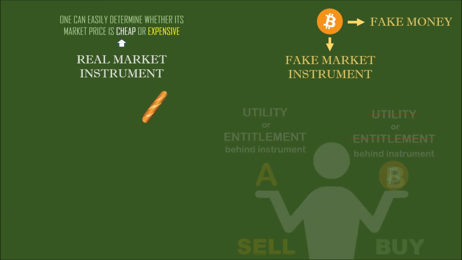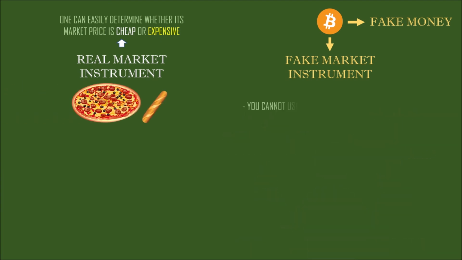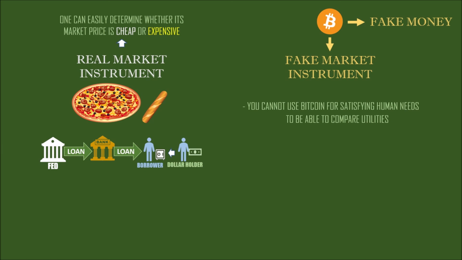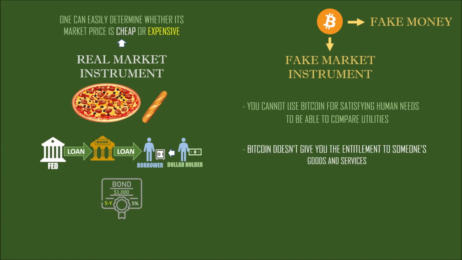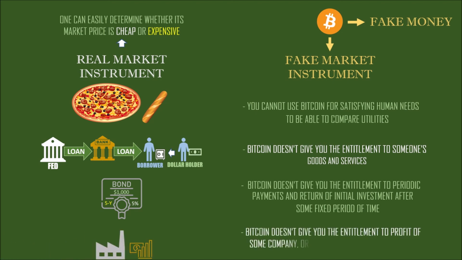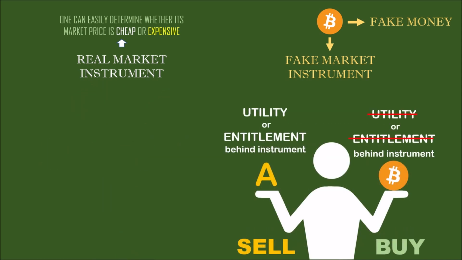In other words, unlike a bread roll or a pizza, you cannot use Bitcoin for satisfying human needs to be able to compare utilities. Unlike money created in the banking system, Bitcoin doesn't give you the entitlement to someone's goods and services. Unlike bonds, Bitcoin doesn't give you the entitlement to periodic payments and return of initial investment after some fixed period of time. Unlike stocks, Bitcoin doesn't give you the entitlement to profit of some company or share in its liquidation balance. So essentially, there is neither utility nor entitlement behind Bitcoin.